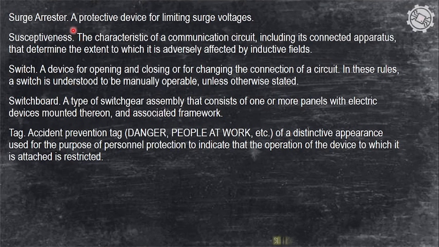Okay, surge arrester: protective device for limiting surge voltages. Yan yung ating surge arrester. Then susceptiveness: the characteristics of a communication circuit, including its connecting apparatus, that determine the extent to which it is adversely affected by inductive fields. Ibig sabihin nito, if a certain communication line is very susceptible to interference, yung mga interference na galing sa ating mga power lines na kung saan pwedeng maka-affect sa kanyang signal.